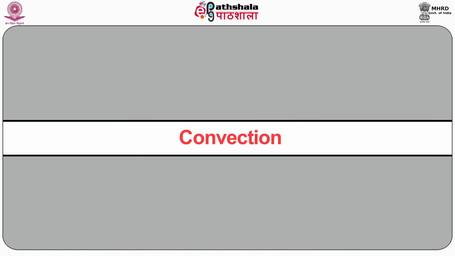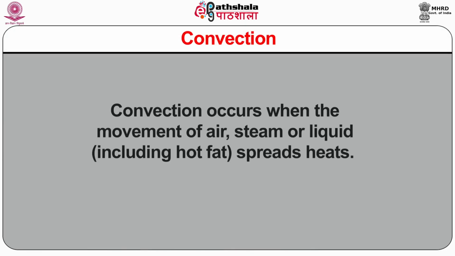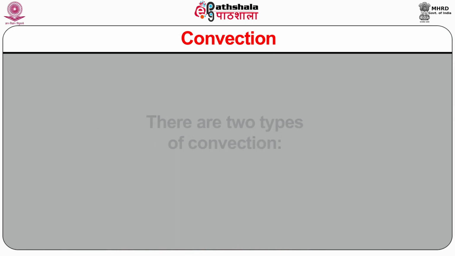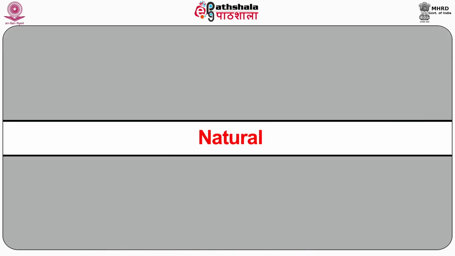Heat moves rapidly through copper and aluminium, more slowly through stainless steel, and slower yet in glass and porcelain. Air is a very poor conductor of heat. Convection occurs when the movement of air, steam, or liquid, including hot fat, spreads heat. There are two types of convection. Natural: hot liquids and gases rise while cooler ones sink.